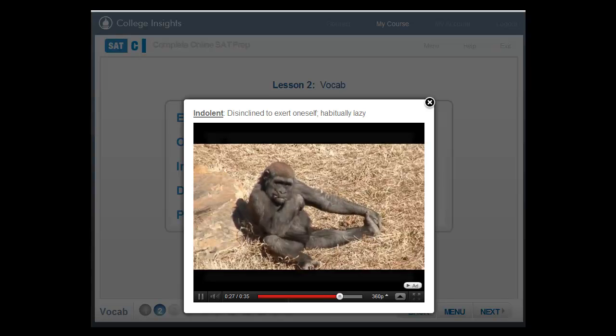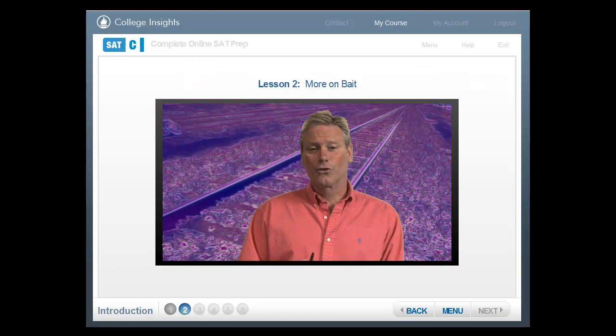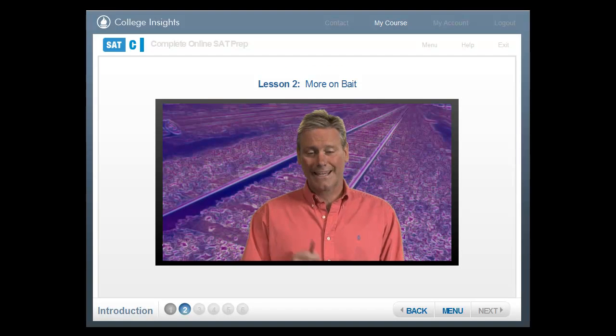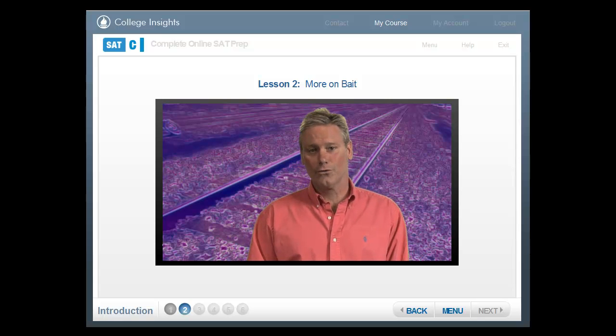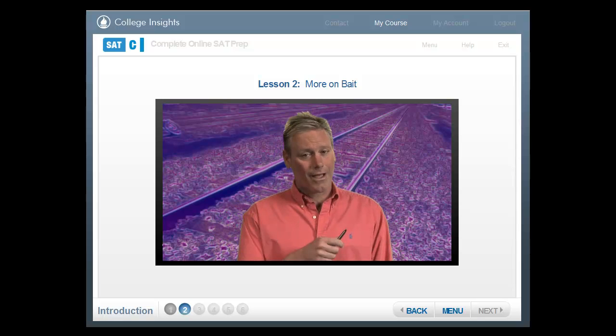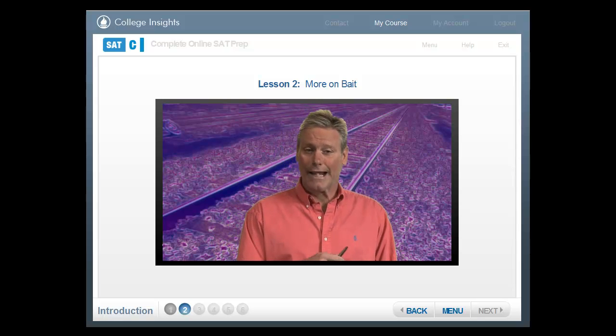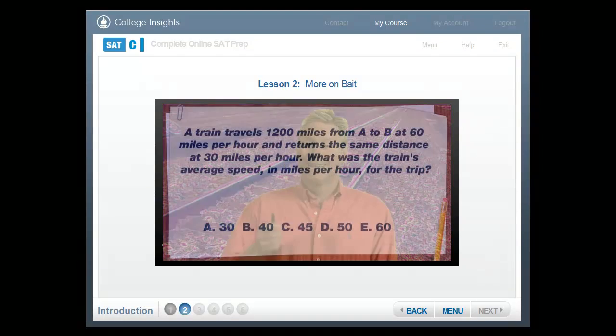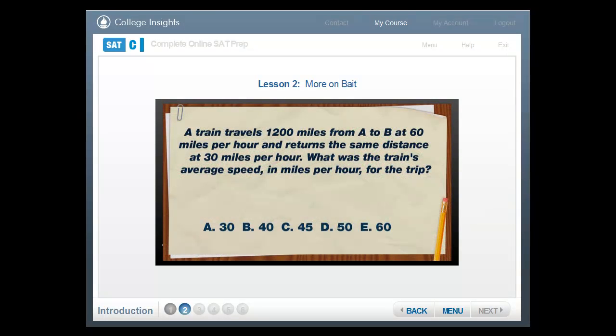Be cool. Another thing that the test makers will do is include answer choices which were already used in the question. And in this question, what we had is a train traveling 30 miles an hour in one direction and then turning around and coming back at 60 miles an hour. So the numbers 30 and 60 are also bait. So let's take a look at this question and what we can do.